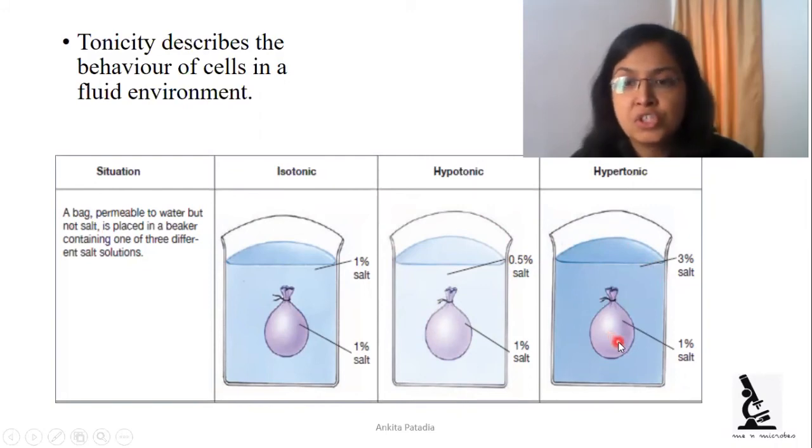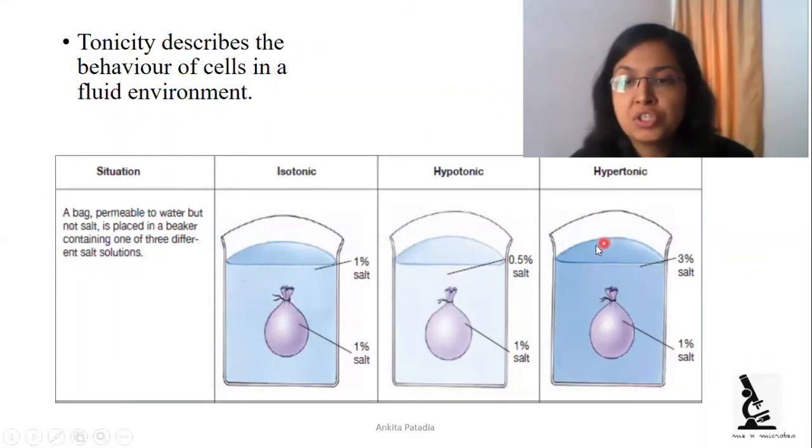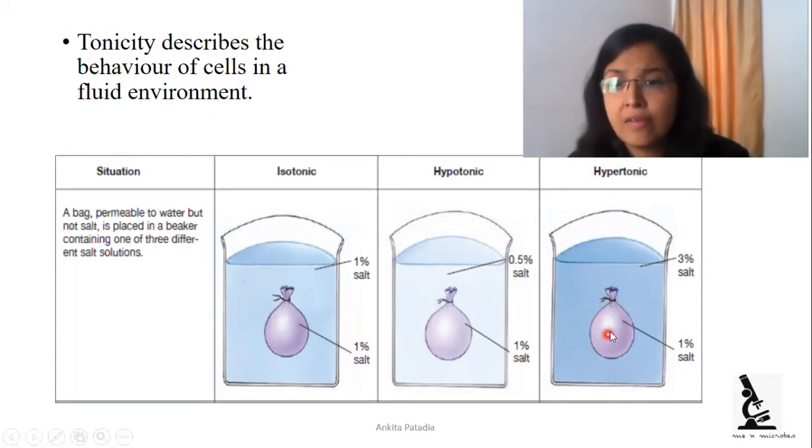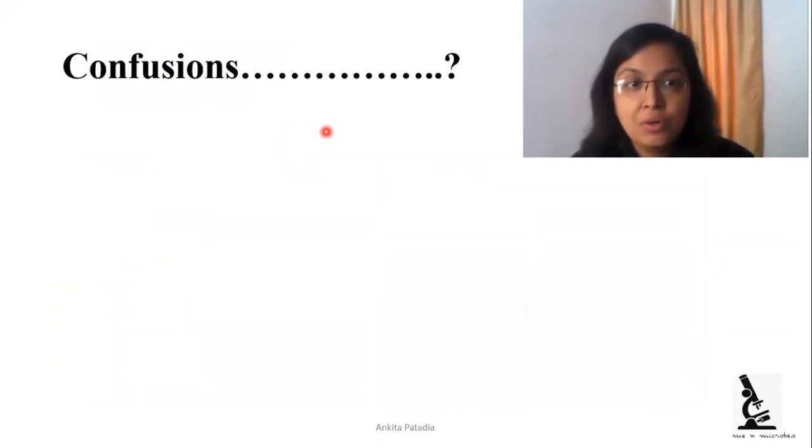And the third is showing 3% salt concentration outside, and 1% salt concentration inside the cell. So the more salt concentration present in the outer environment, the water molecules will come out of the cell. Here the cell will rupture, here the cell will shrink. So these are different osmotic pressure creating environments. We can see that in osmotic pressure.